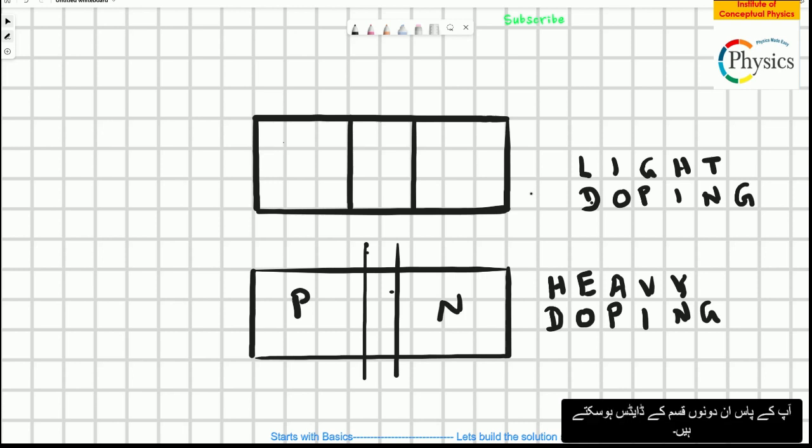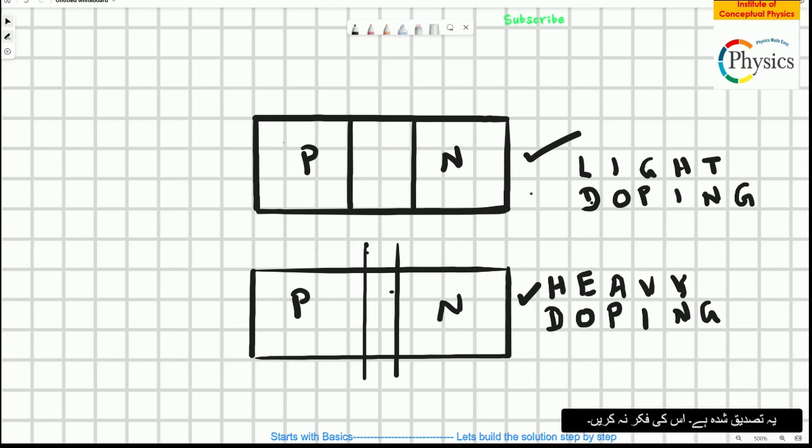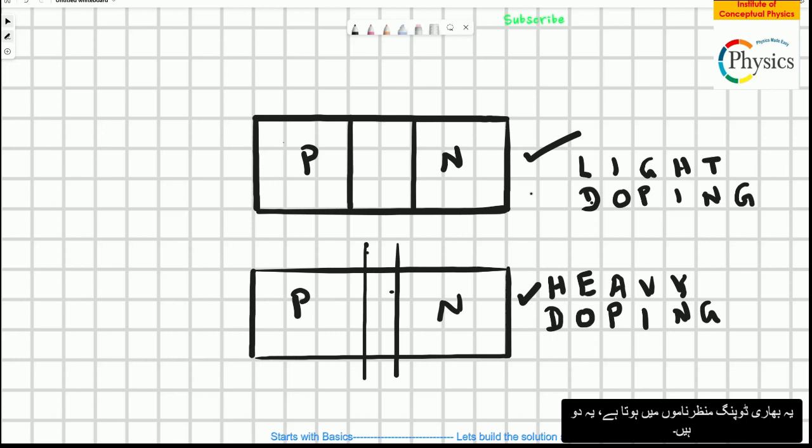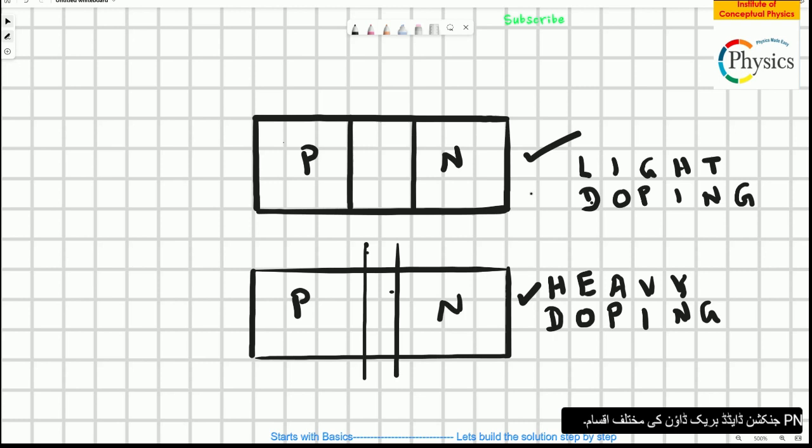You can have both these types of diodes, with low doping and high doping, reverse biased. You will still get a breakdown here, and you will also get a breakdown in the case of heavy doping. So breakdown is going to happen in both situations. This is confirmed. Don't worry about it, right? But the way the breakdown happens in light doping and the way it happens in heavy doping scenarios, these two are different types of PN junction diode breakdowns.